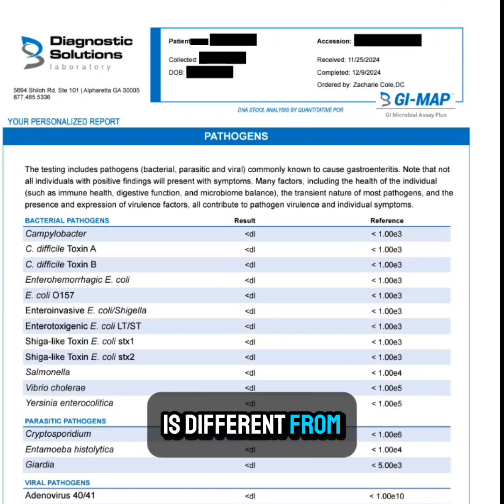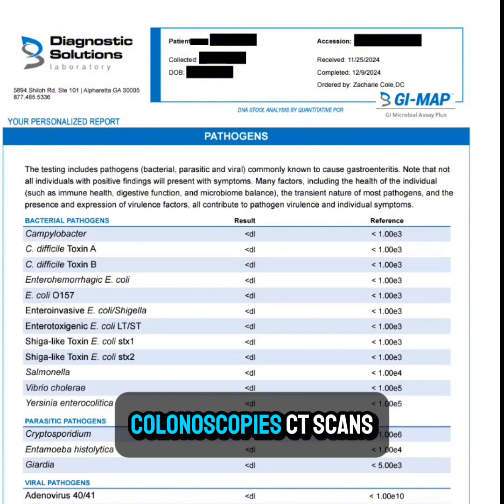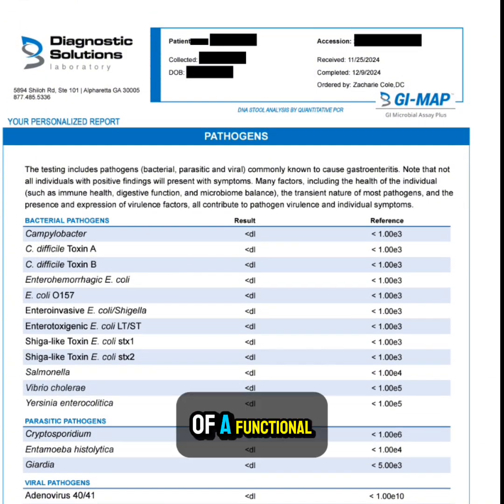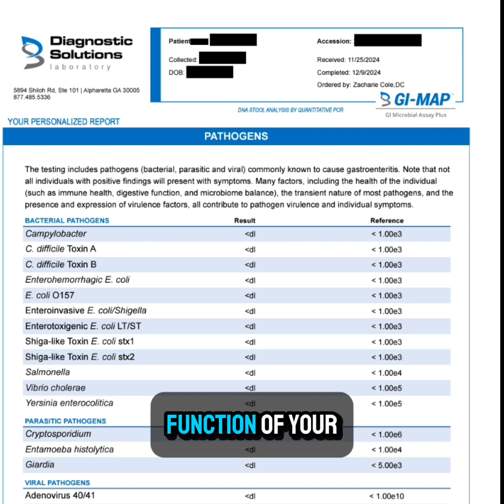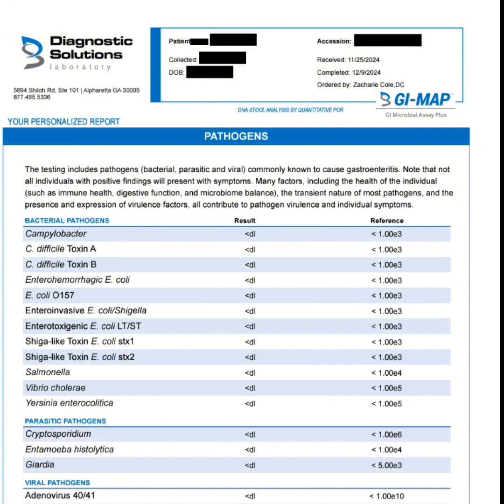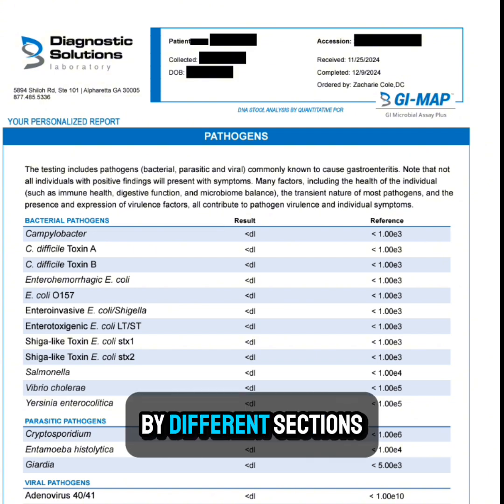So this is different from diagnostic testing. I'll go into that a little bit, like endoscopies, colonoscopies, CT scans. This is more of a functional test that evaluates the function of your gut, various sections of your gut, and things like your microbiome and potential infections. So the test is broken down by different sections.